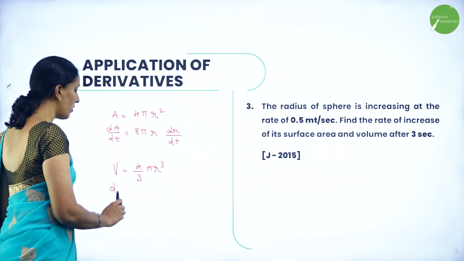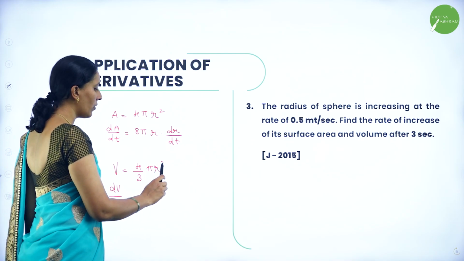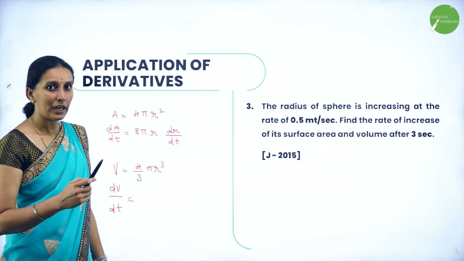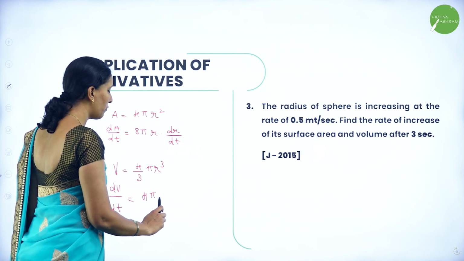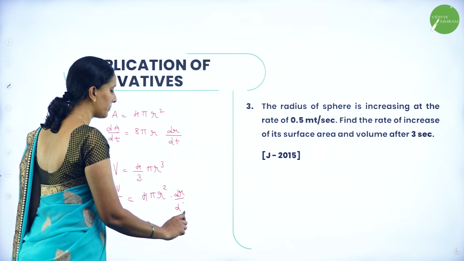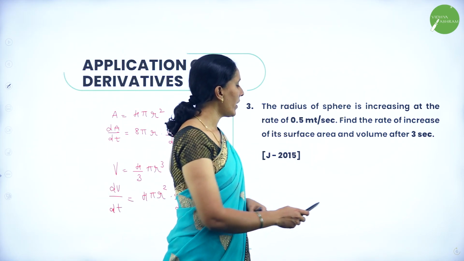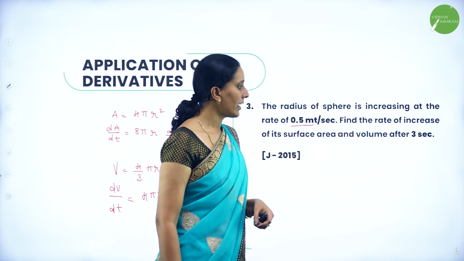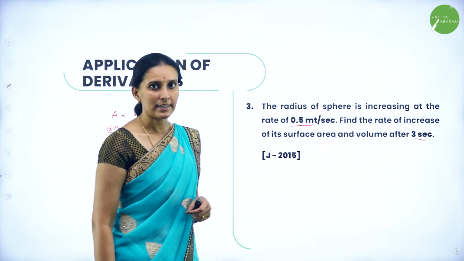Similarly, change in volume can be written as dV by dt. So when you differentiate r cube, you will get 3r square. So the 3 gets cancelled, and we are left with 4 pi r square into dr by dt. Now they have clearly mentioned here the change in radius is 0.5 meter per second, and the time interval of 3 seconds they have given here.